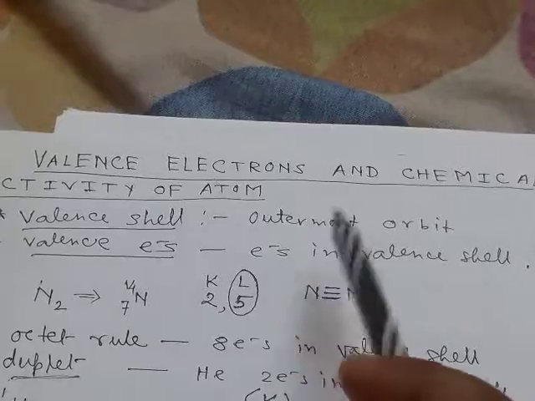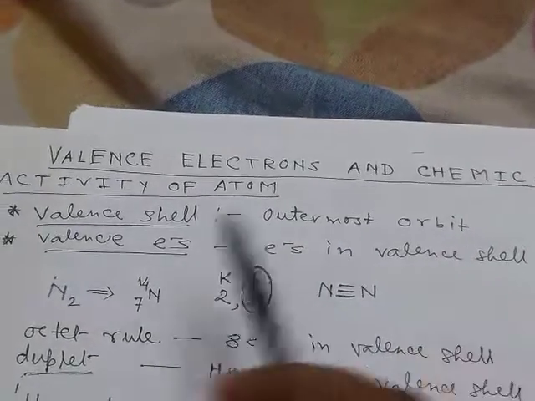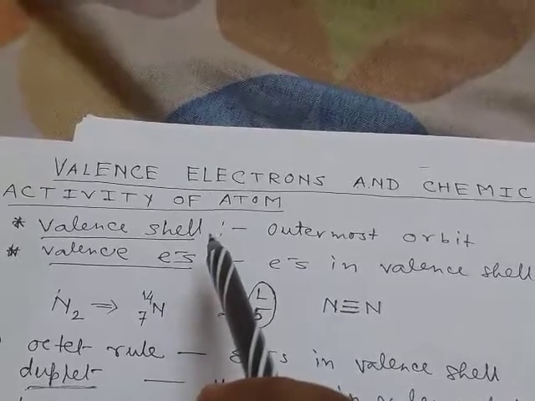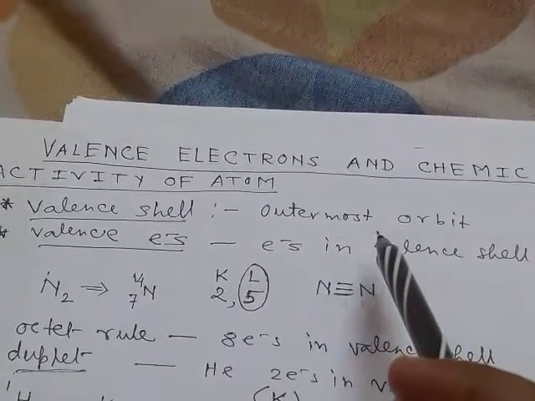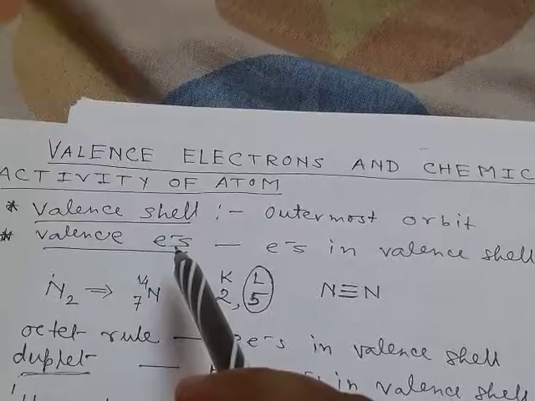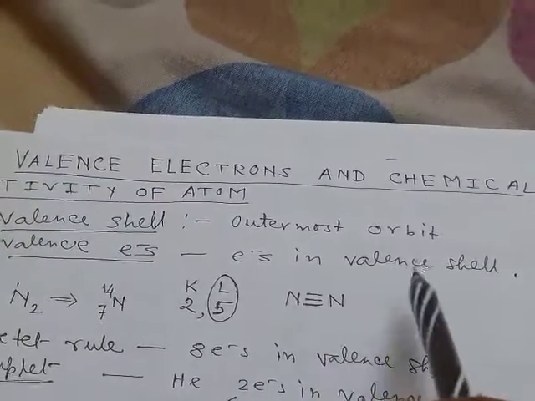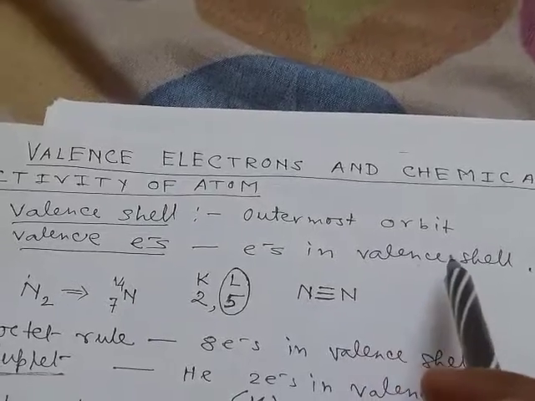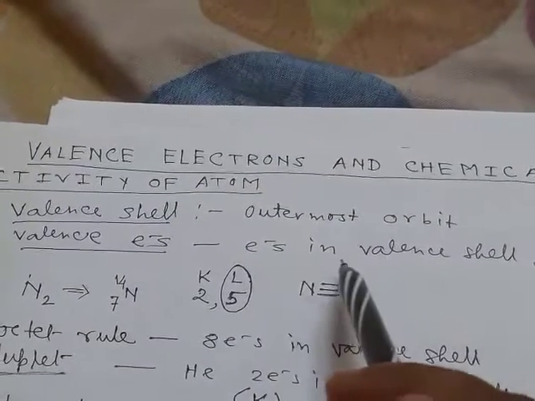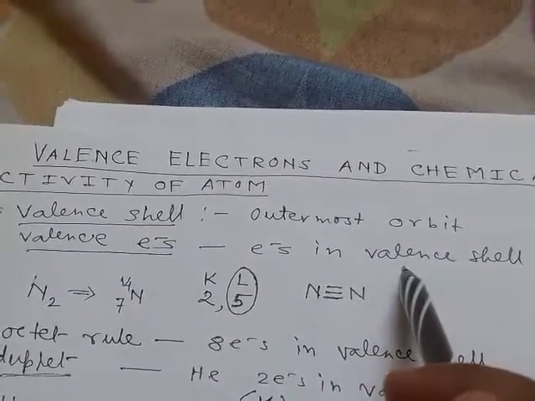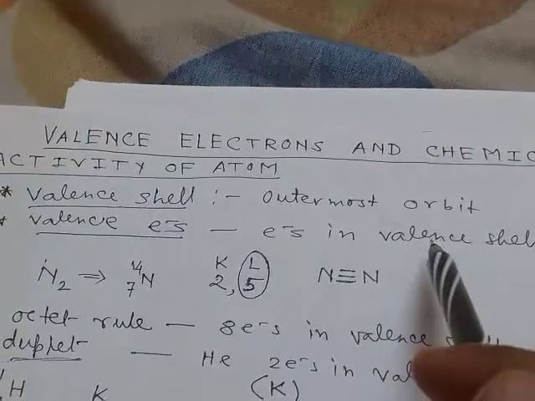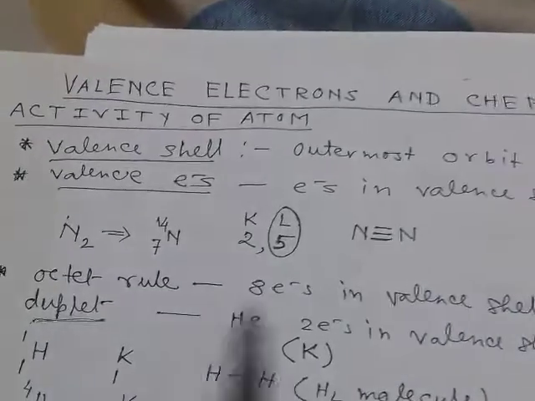The outermost orbit of an atom is called the valence shell or valence orbit. The electrons residing in the valence shell are called valence electrons. These valence electrons are very important because only these valence electrons can take part in a chemical reaction.